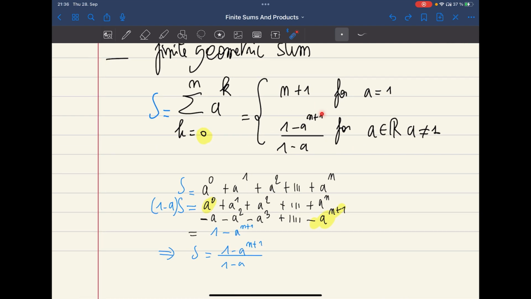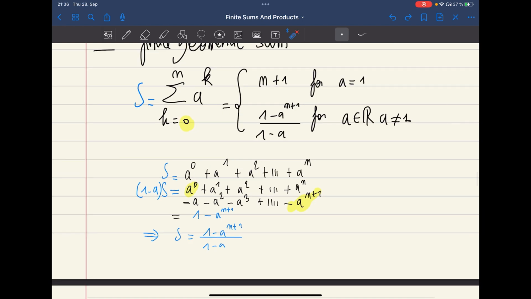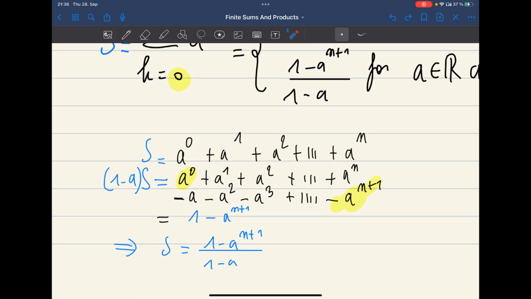How can you find it? You can remember that the geometric sum is a to the power of 0, a to the power of 1, etc. plus a to the power of n. Now think about multiplying this by 1 minus a, then you get the same sum here, minus a, minus a square, etc. You can just do it by yourself, it becomes evident when you do it.